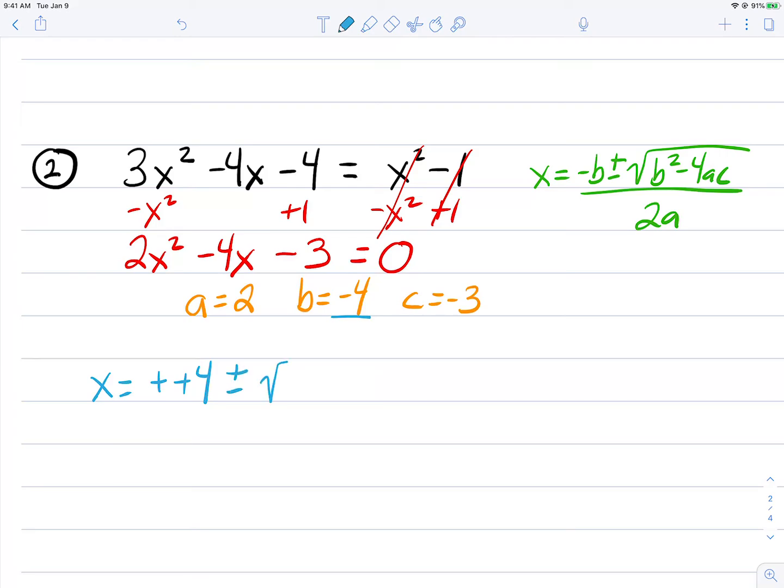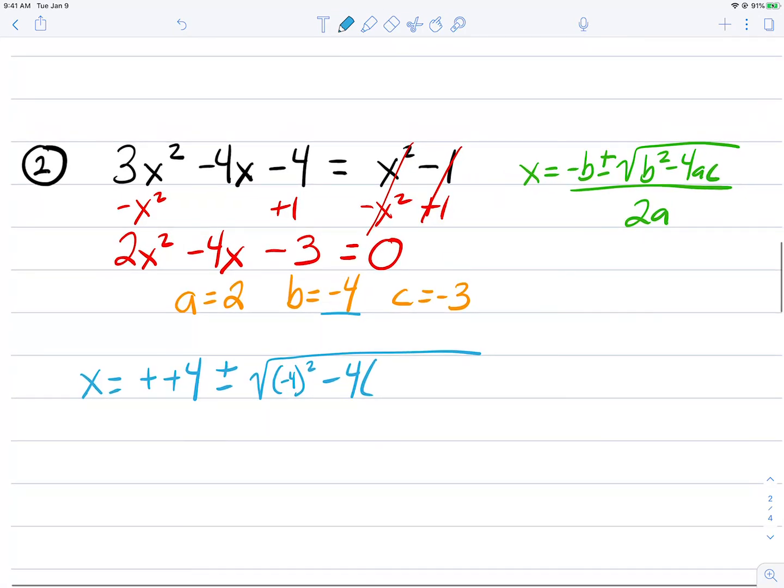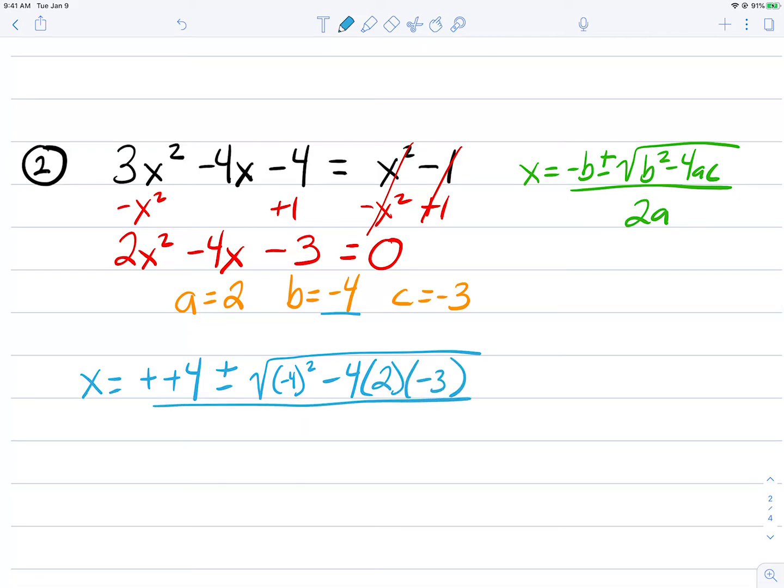Plus or minus the square root of b squared. So I'm going to put my negative 4 in parentheses, because negative 4 squared means I need to go negative 4 times negative 4, and we'll deal with that in a little bit. Minus 4 times a, which is 2, times c, which is negative 3, all over 2 times a, which is 2.